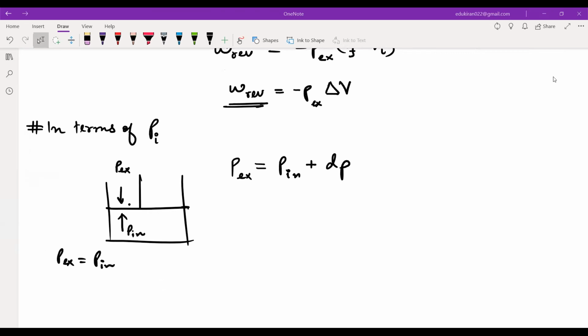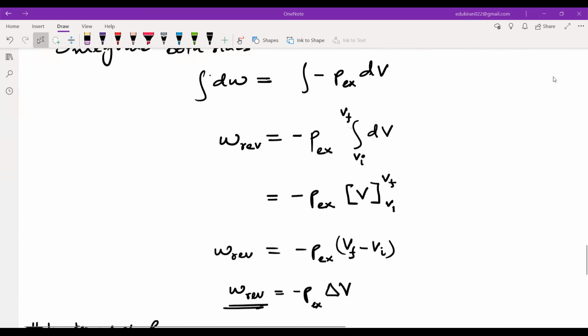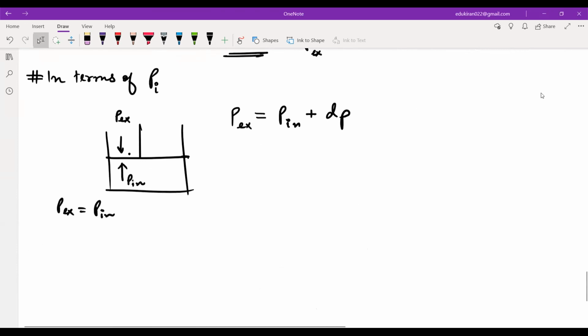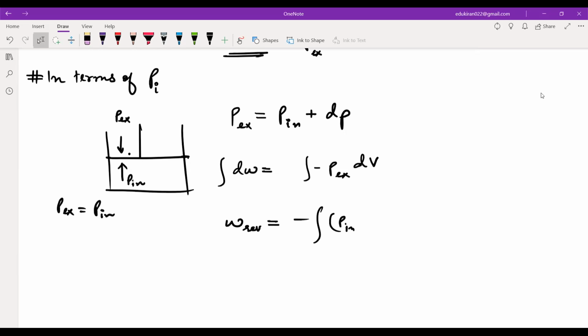Then we can write, I'm going to start from here, the integration of dW, small work, will be equal to integration of minus P external dV. Now this is reversible work, so this will be equal to minus integration of P external, which is P internal plus dP.